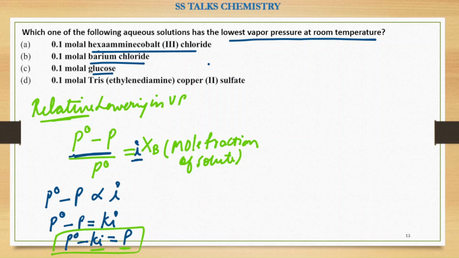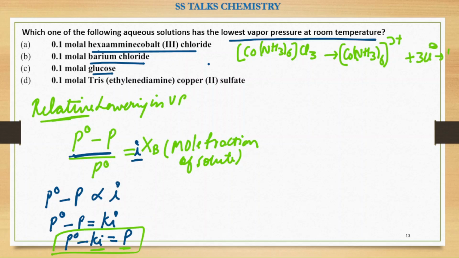Now for the given solutions, if you see, that is hexaamine cobalt chloride, hexaamine cobalt chloride. That means this one we are having (NH3)6 and cobalt is in the plus 3 oxidation state. So Cl3 will be there. If it is undergoing dissociation, this is going to give us [Co(NH3)6]3+ plus 3 Cl-.